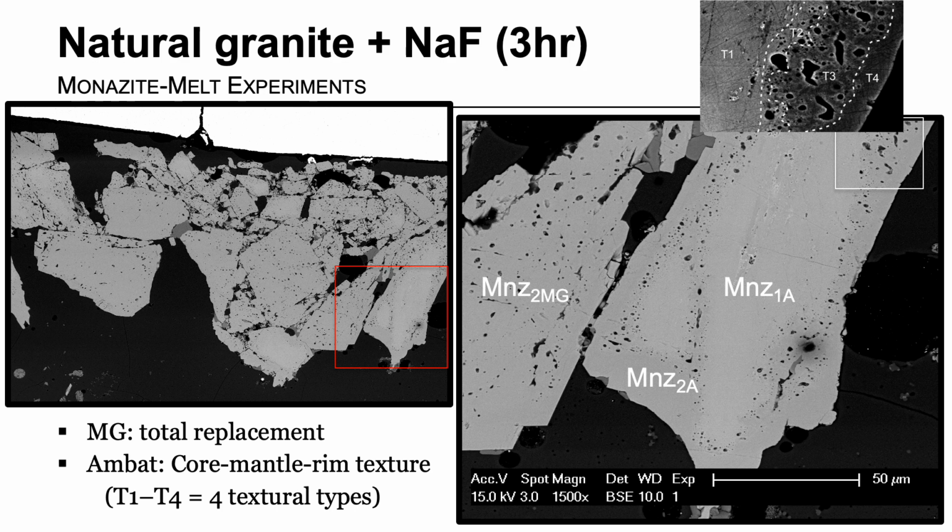In the 3-hour experiment with a small amount of sodium fluoride added, we found that the Mount Garnet monazites dissolved and they showed porosity throughout the grain. On the very right is an AMBAT crystal which develops a core rim texture. We interpreted 4 textural types. Textural type 1 in the core of the grain representing the original mineral, through to textural type 4, which are these relatively inclusion poor, clean rims on the grains.